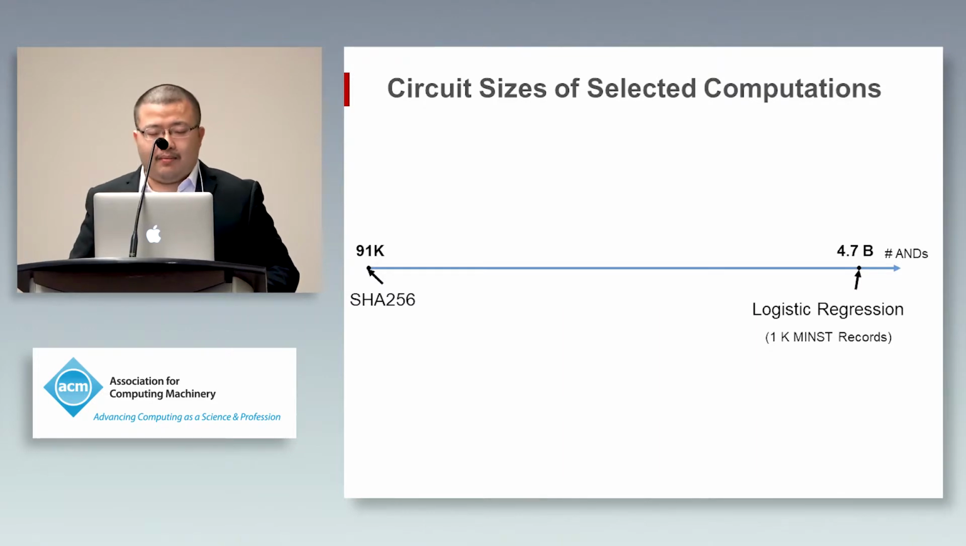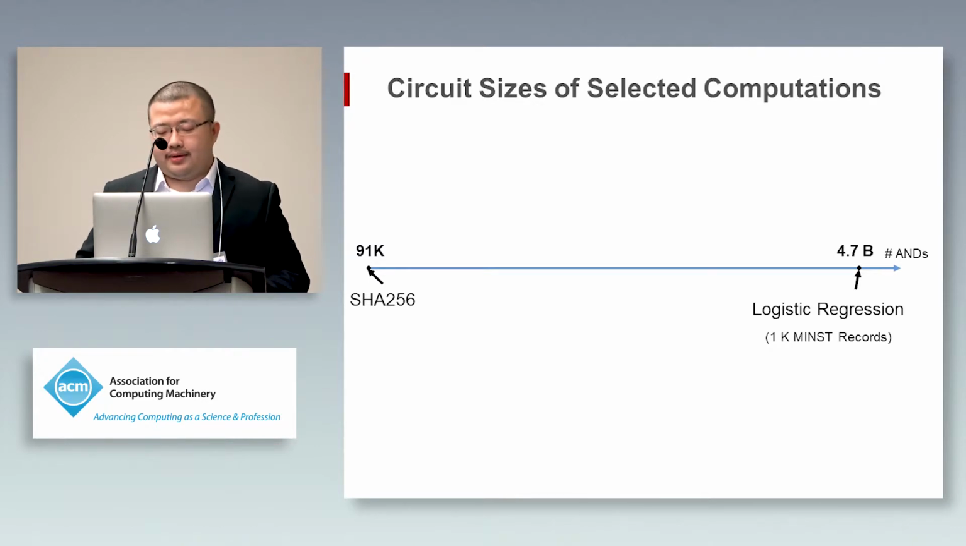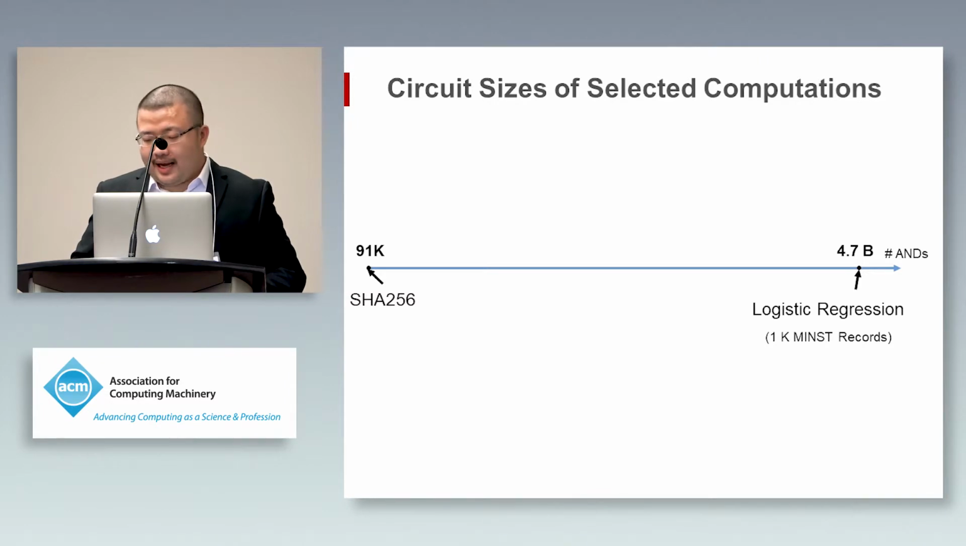For example, machine learning algorithms contain at least billions of gates. A tiny example is logistic regression on 1,000 MNIST records. The size of this logistic regression is 4.7 billion gates, which is 50,000 times larger than SHA-256.